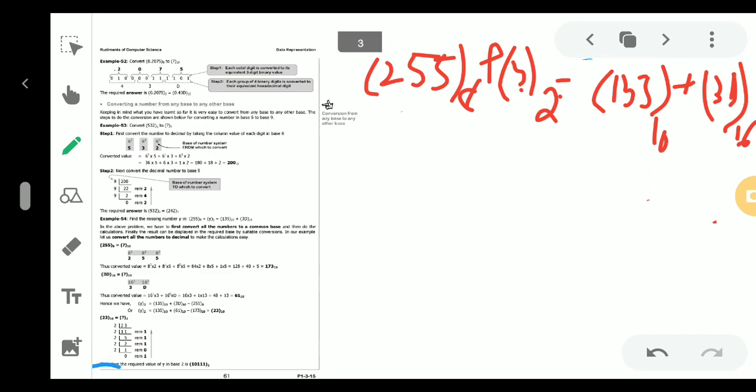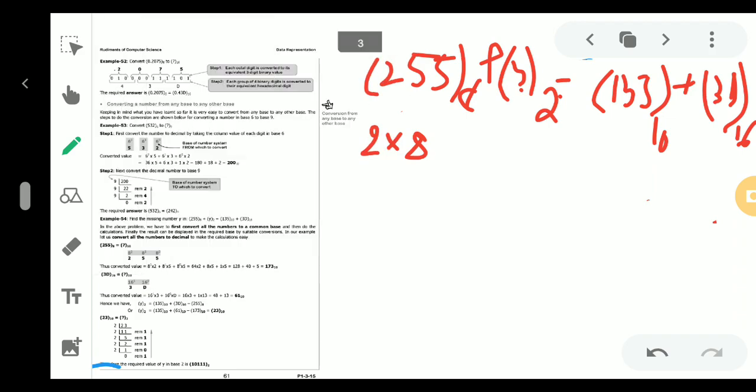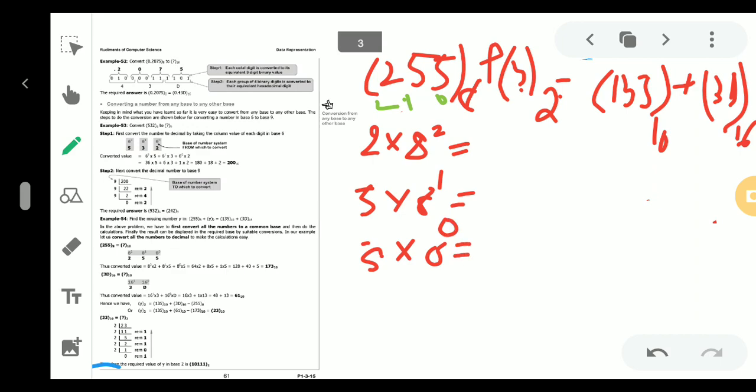This is clear, I hope. Anything that is given, first convert it to base 10. So if you convert, it becomes 2 into 8 to the power 2, 5 into 8 to the power 1, then 5 into 8 to the power 0, with the positions being 0, 1, 2.